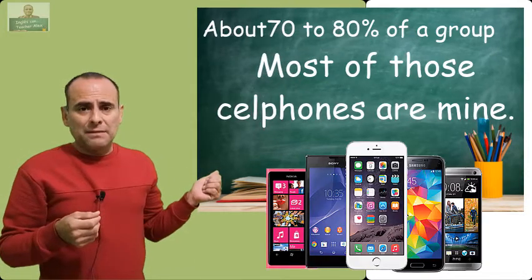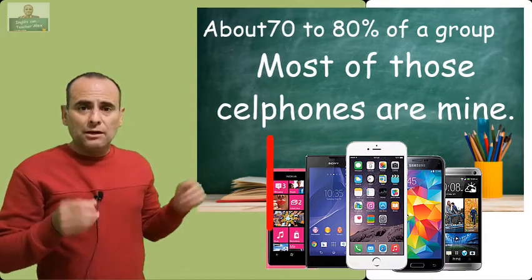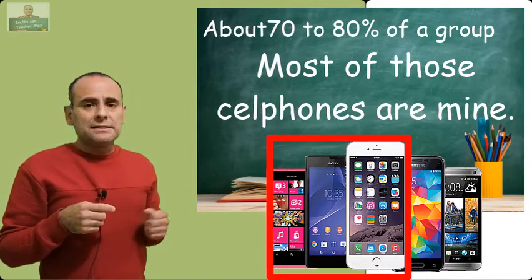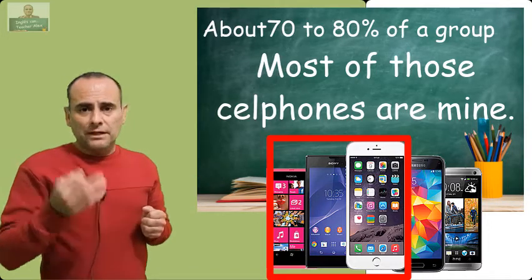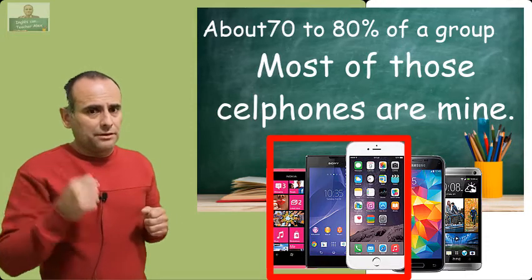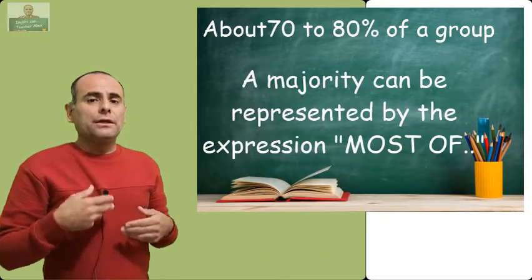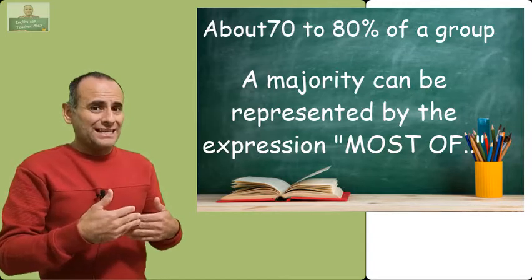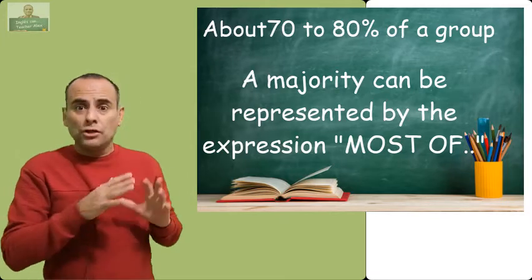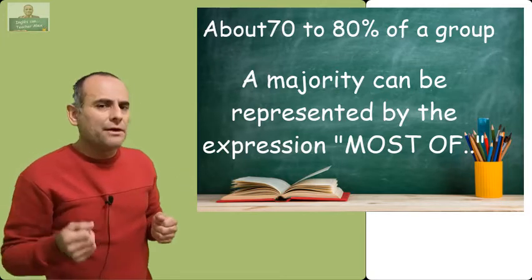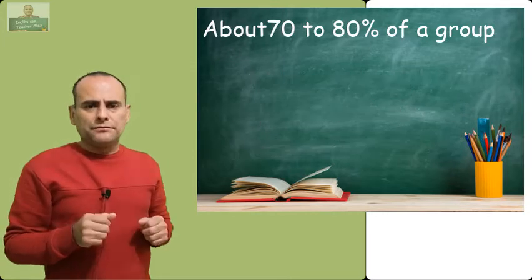Most of those cell phones are mine. Let's suppose in this group I have more cell phones, but only 3 of those cell phones are mine. So now I can say most of those cell phones are mine because I've got 5, and the majority is represented by the number 3 in this particular case. So a majority can be expressed as most of. Most of those cell phones are mine. Not all of them, but most of them, the majority, a big majority of them. Very good.